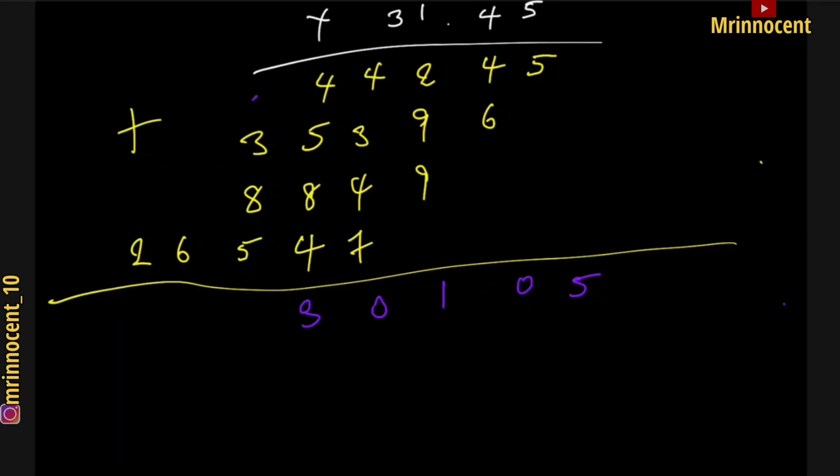I will have 2. 2 plus 3 is 5 plus 5 is 10 plus 8 is 18. 18 in base 10 is 1 remainder 8. So here carry 1. 1 plus 6 is 7, and 2 plus 0 is 2.